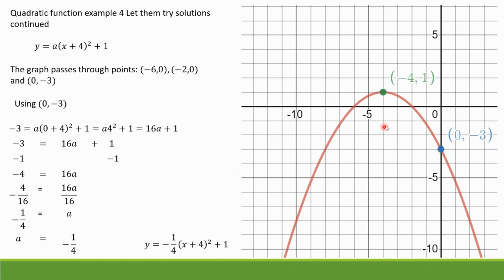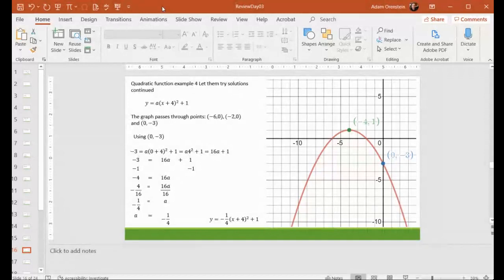So we know it passes through (0, -3). I actually used that, but I'm just saying we also know it passes through (-6, 0) and (-2, 0). Any of the points will work. I chose (0, -3). Since it passes through here, that tells us when x is 0, y must be -3.